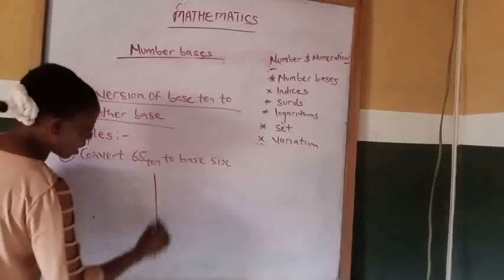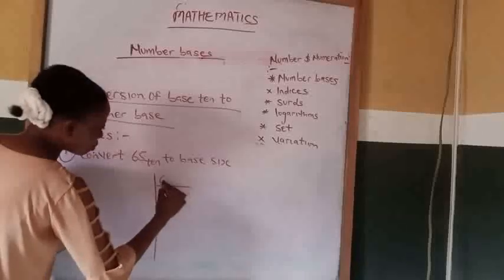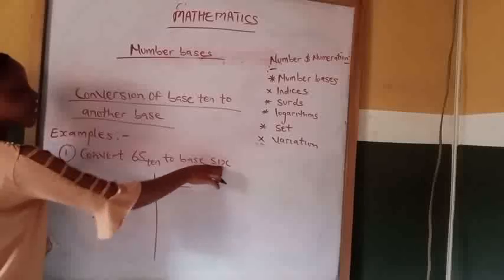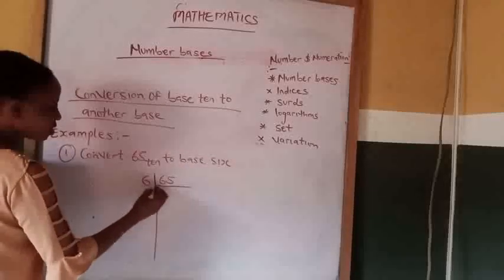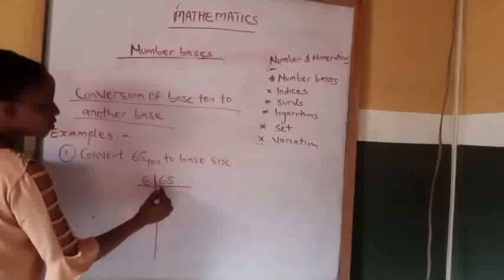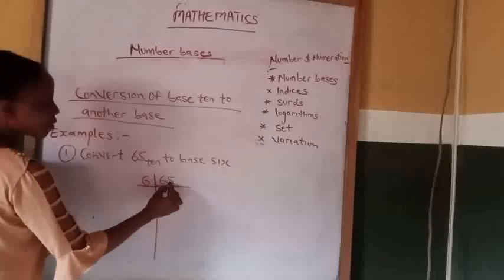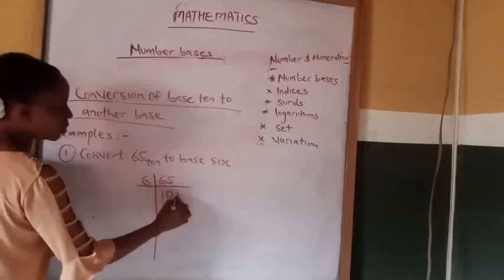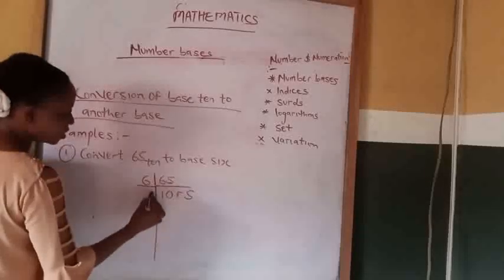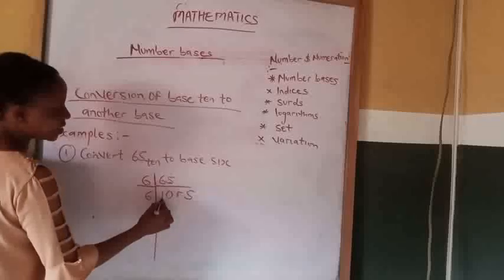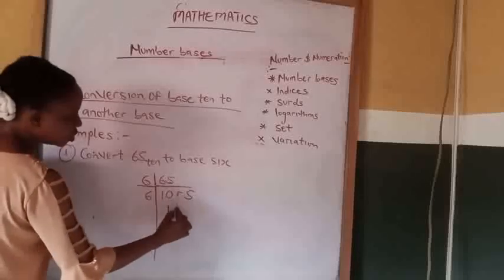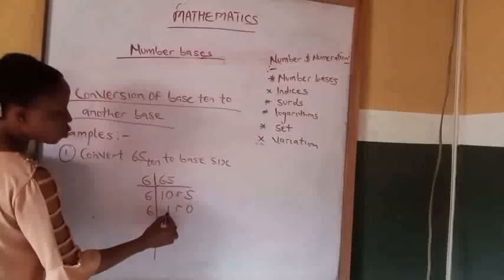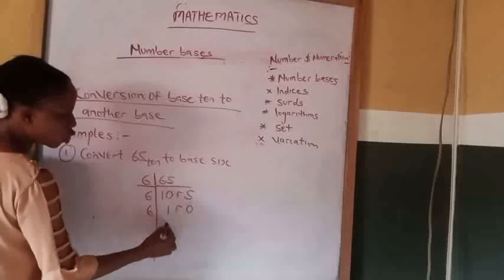So let's convert 65 base 10 to base 6. You divide it by the new base, 6. 6 in 6 is 1. 6 in 5 is 0, because 6 cannot go in 5, so remainder 5. Then 6 again. How many 6 can we get in 10? That is 1, remainder 0. How many 6 can we get in 1? 6 cannot go in 1, that's 0.